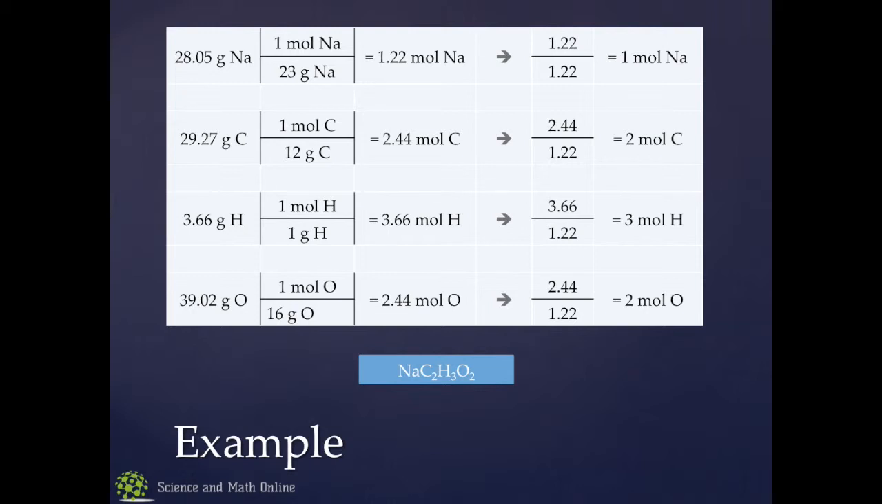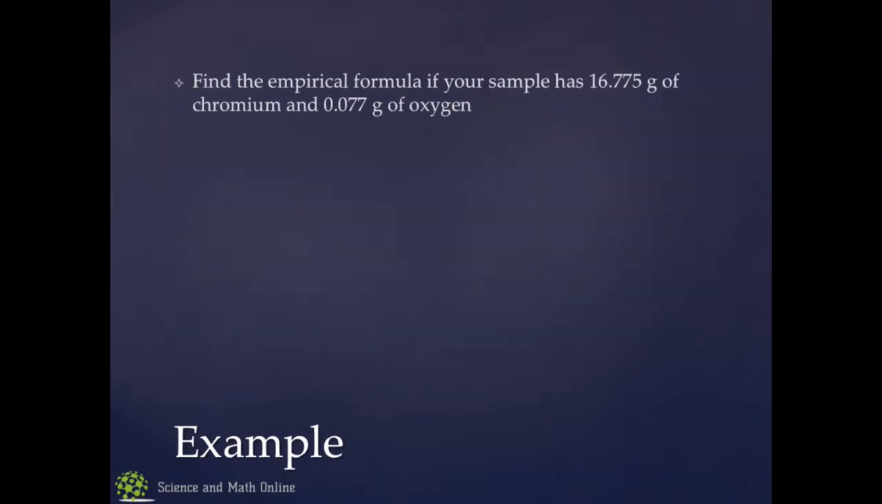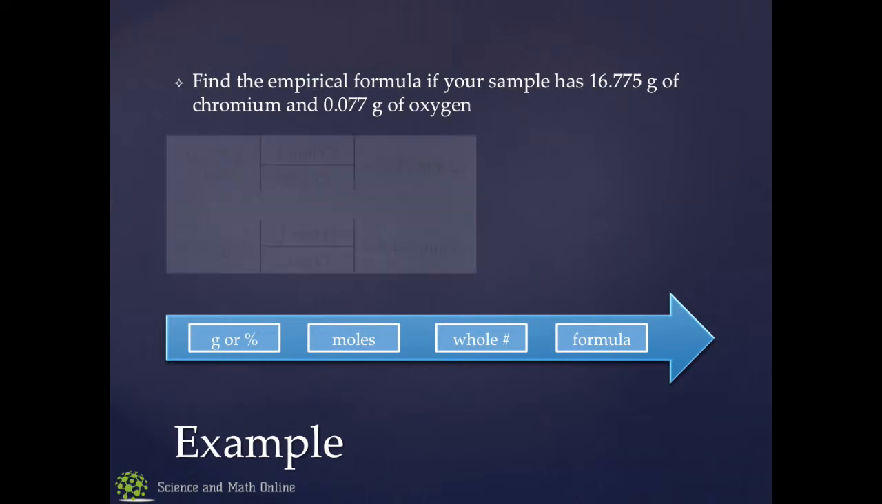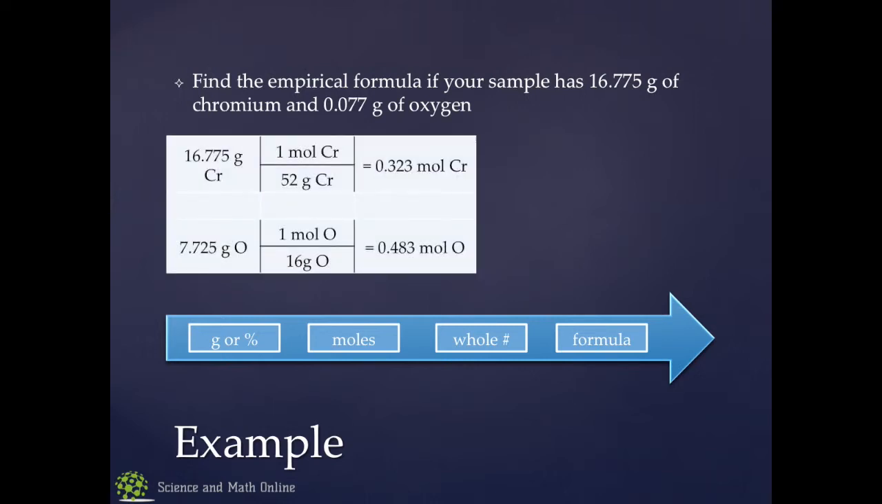All right, let's look at another example. Find the empirical formula given these grams. You've got chromium, you've got oxygen. So once again, convert those grams to moles, and then we're going to convert them into whole numbers. So we get these values. The smallest one is 0.323, so I'm going to divide by that.